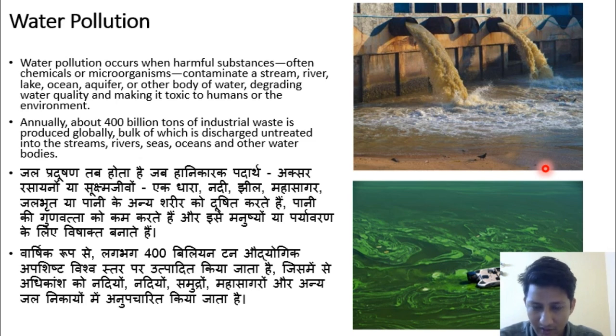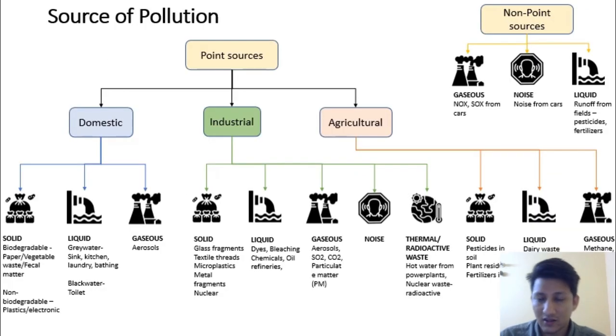Industries are responsible for pollution. Even municipal water that we use and then discard as waste is also responsible for pollution. Water pollution, just like air pollution, can come from domestic use, it can come from industrial use of water, and it can also come from the agricultural use of water.